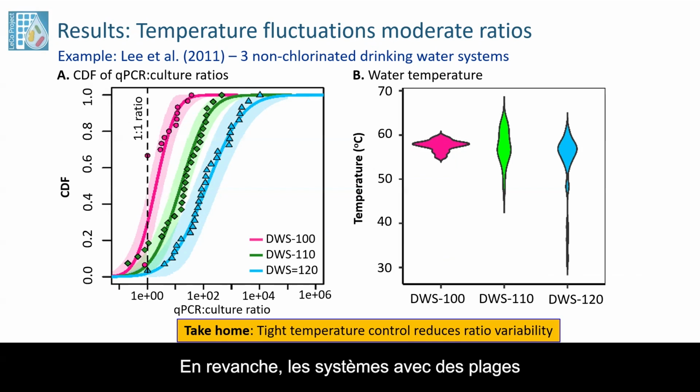In contrast, the systems with wider and lower temperature distribution, system 110 and system 120, show much higher and more variable ratios. This illustrates that the control of water temperature is a major factor affecting the stability of the qPCR culture relationship. It should be noted that other factors likely influence ratios. For example, shock disinfection events can cause temporary spikes in ratios. However, based on the available data, in-depth analysis of such events was not possible.